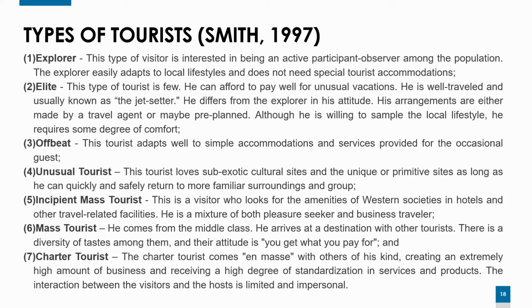Next is mass tourist. He comes from the middle class. He arrives in a destination with other tourists. So there is a diversity of tastes among them, and their attitude is you get what you pay for. And lastly, charter tourists. The charter tourist comes en masse with others of his kind, creating an extremely high amount of business and receiving a high degree of standardization in services and products. The interaction between the visitors and the hosts is limited and impersonal.